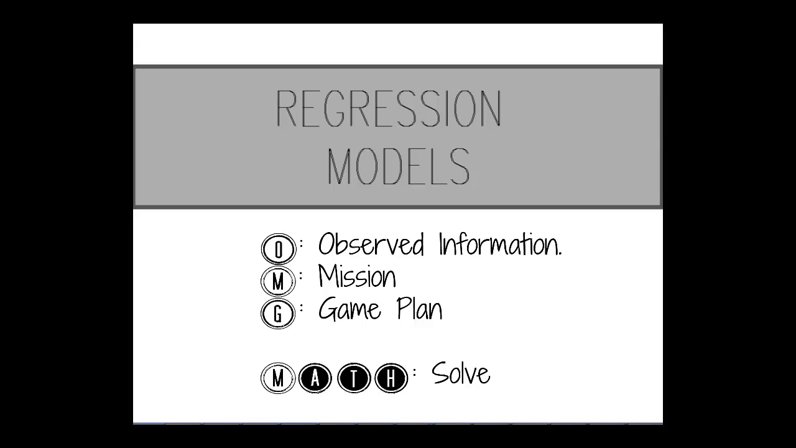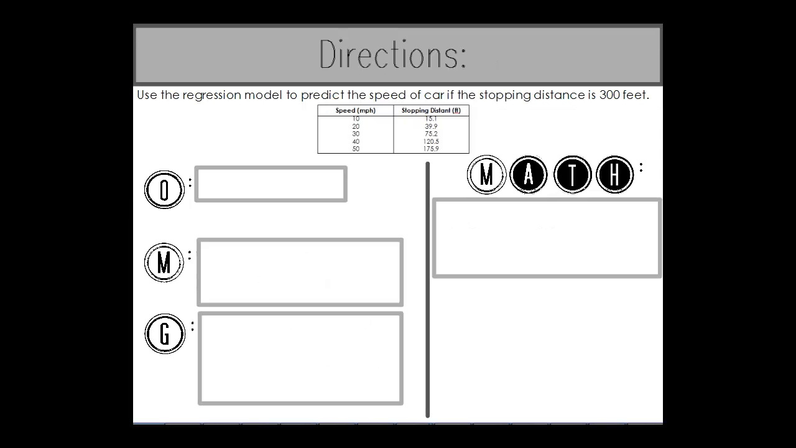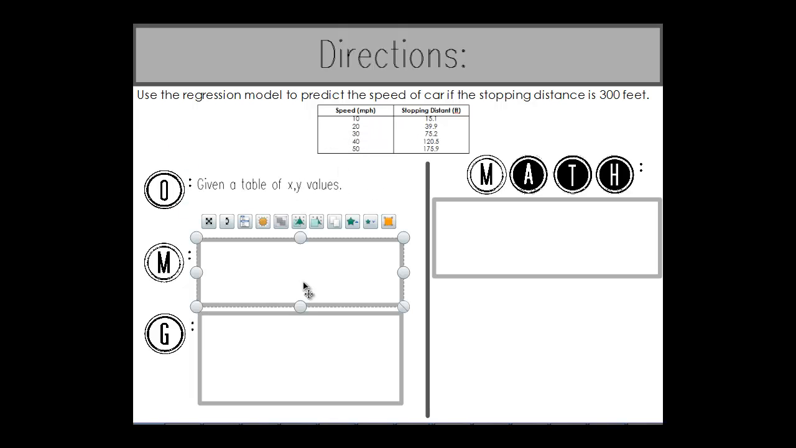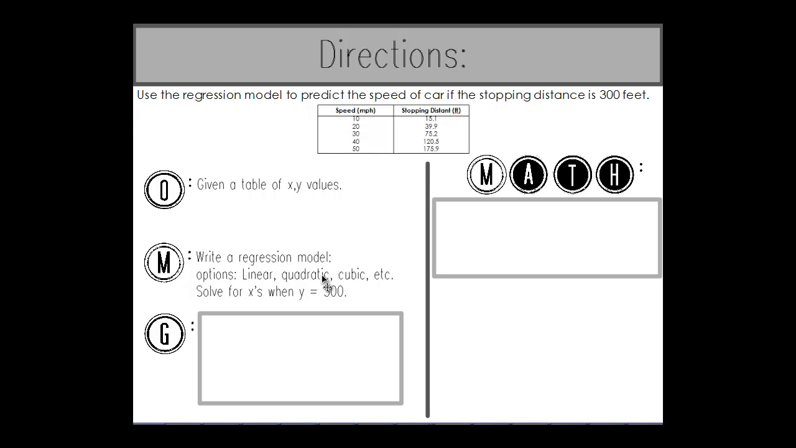Today we're going to practice how to find regression models using the OMG math method. The directions for this problem say use the regression model to predict the speed of the car if the stopping distance is 300 feet. We observe that we're given a table with XY values. Our mission is to write the regression model.